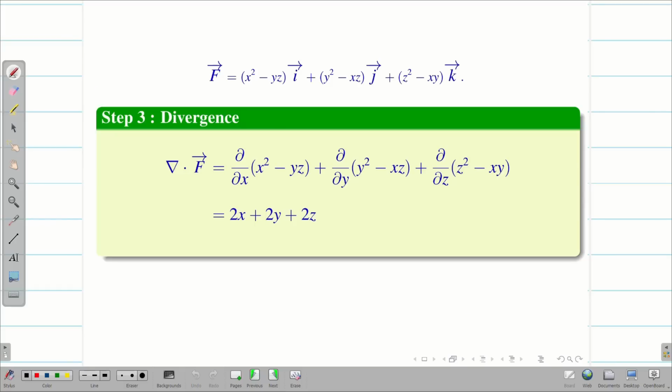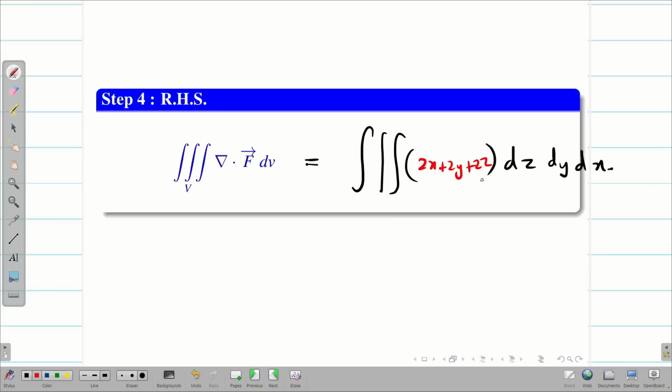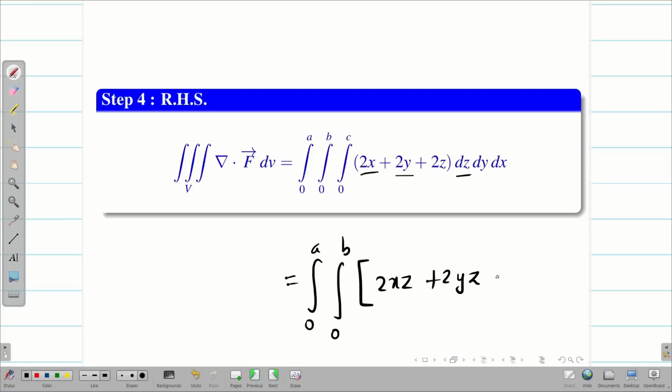Next, we are going to calculate my RHS. That is my step 4. So as I said, I am going to take dz, dy, dx. And del dot f, just now we found, is 2x plus 2y plus 2z. So let us write the limit: outer integral is 0 to a for dx, then dy 0 to b, then dz 0 to c. Now we are going to integrate this one by one. While we integrate with respect to z, x and y are constant. So integral 0 to a, integral 0 to b, 2x integration is 2xz. Similarly, 2y integration is 2yz, and 2z integration is 2z square by 2, from 0 to c, dy, dx.